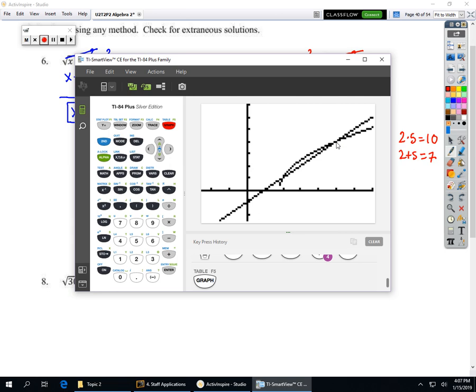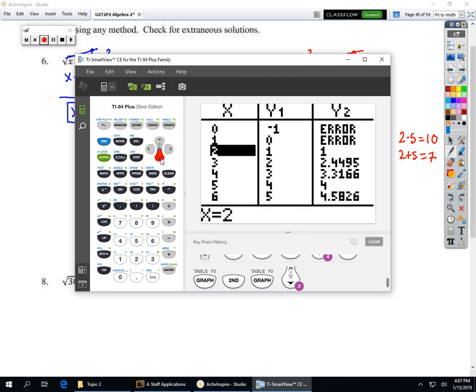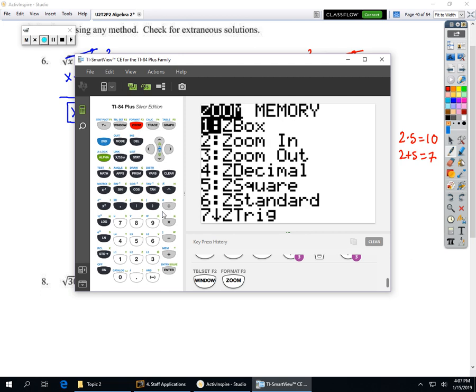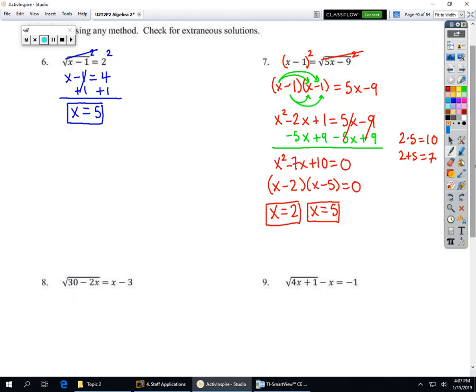So you can use the calculator to verify whether they intersect. You could also use second table and see if they reach the same values. So if you look at 2, which is one of the answers, they both are at 1. If you go to 5, they are both at 4. So that's just another way to check. There's a lot of different ways to get your answers to work. So they are both actual solutions, not extraneous.